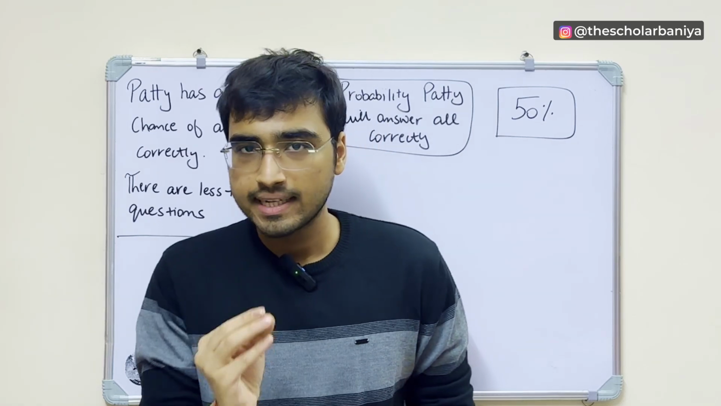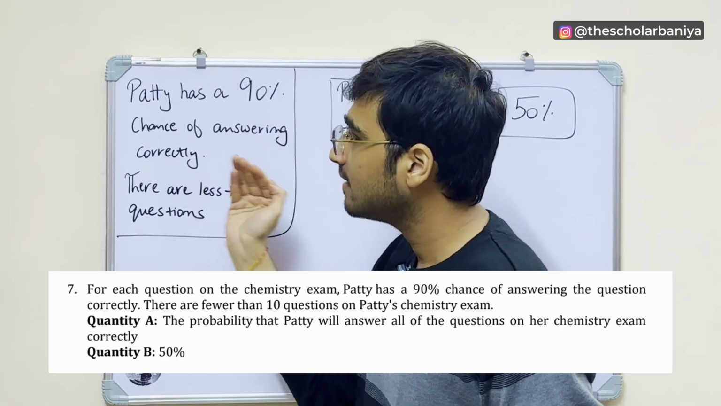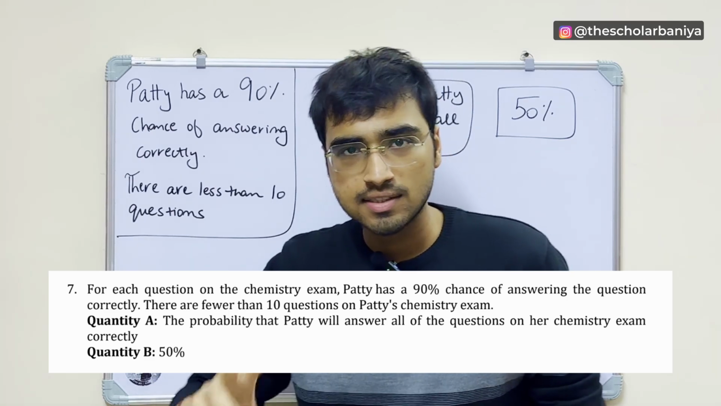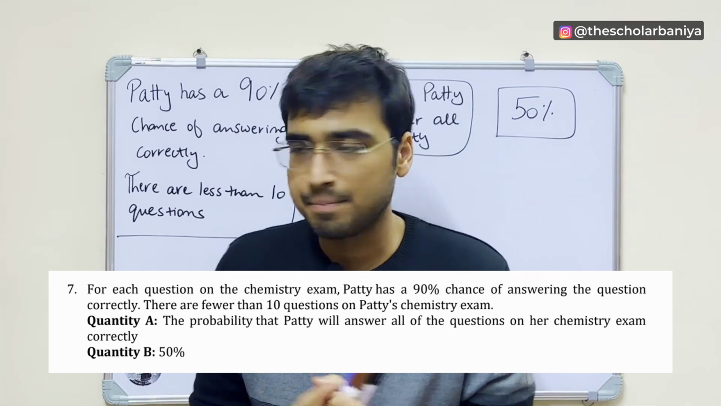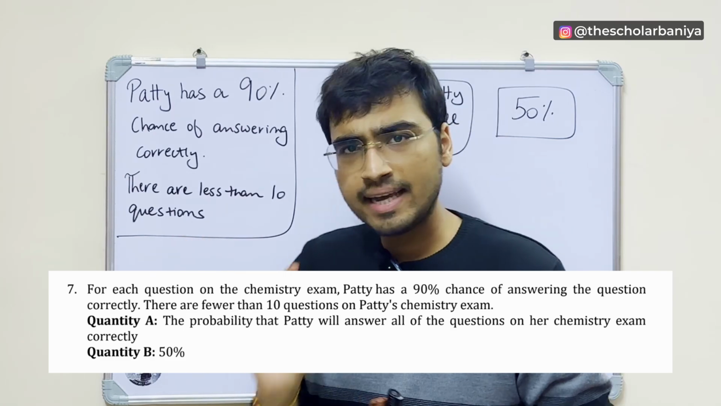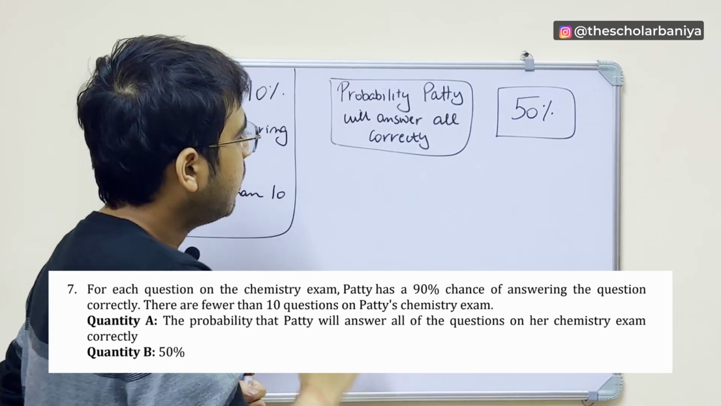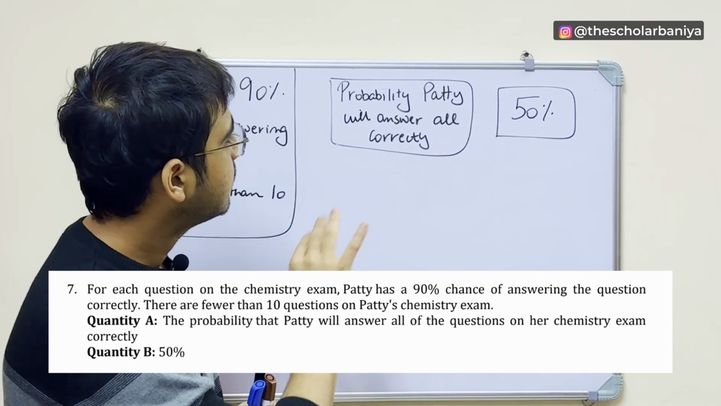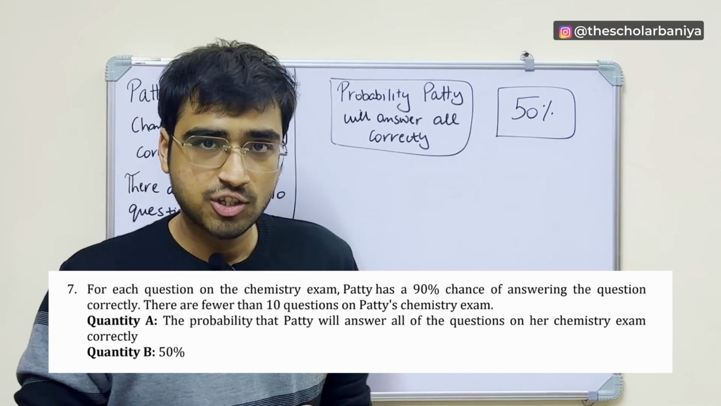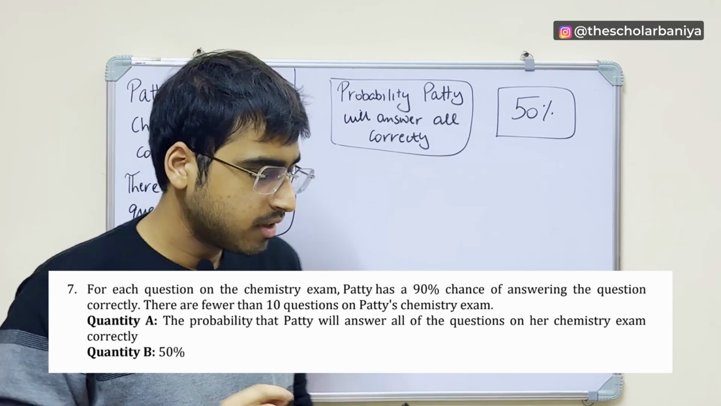So let's move on to the next question, guys. In this question, we are given that Patty has a 90% chance of answering a question correctly in the exam, right? And we are also given that there are less than 10 questions present in the exam paper. We have to tell what is the probability that Patty will answer all the questions correctly, and compare that with 50%, right?